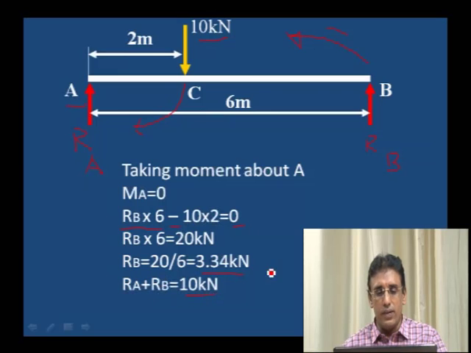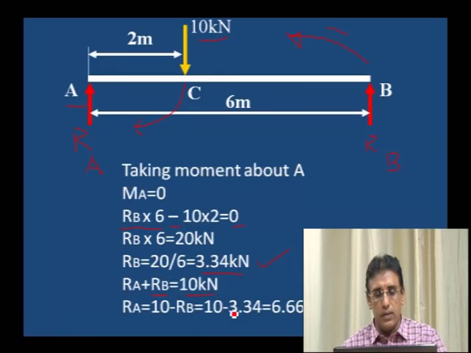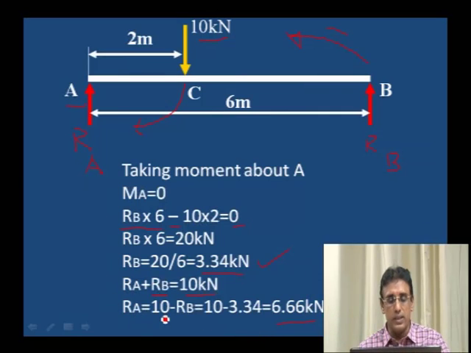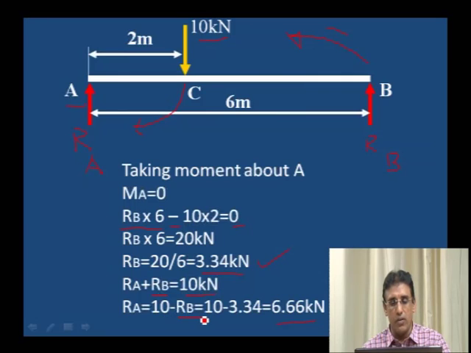Now we already have the RB value. If we substitute that RB value here, we will get RA. That is, RA is equal to 10 minus the RB value. RB value we have already calculated as 3.34. Therefore, the value of RA is 6.66.